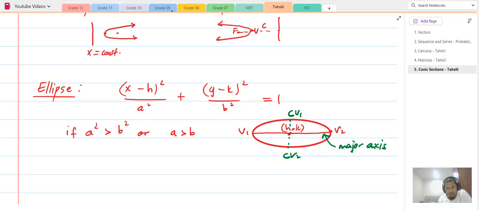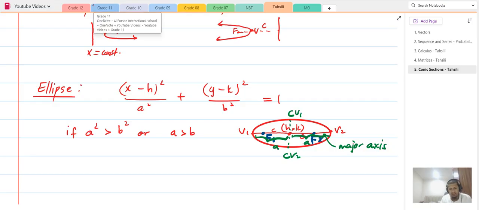And the foci are on the inside of the ellipse. The focus is here, focus 1, and focus 2. So from the center to focus 1 is the value for c. From the center to focus 2 is also the value of c. From the center to the vertex is a value of a, and from the center to vertex 2 is also a value of a.